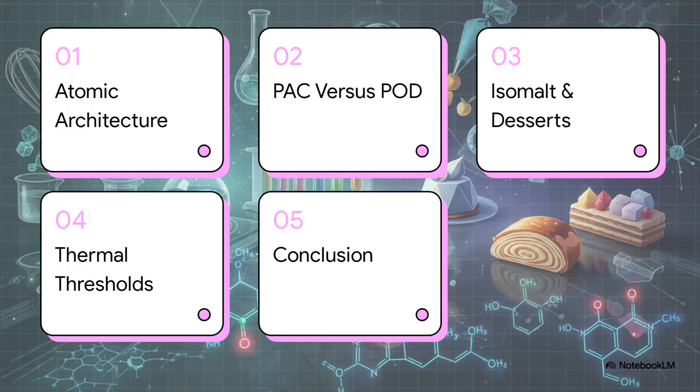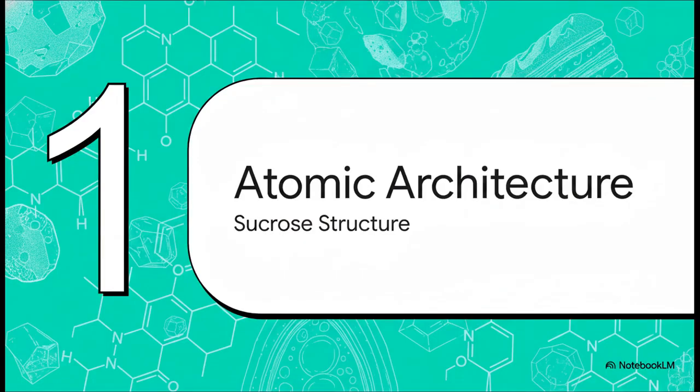Here's our syllabus for this explainer. We'll kick things off with the atomic architecture, then rigorously compare PAC versus POD. From there, we'll analyze isomalt's role in 11-element desserts, meticulously track thermal decomposition thresholds, and finally wrap up with the Masterclass conclusion. Section 1. The atomic architecture.